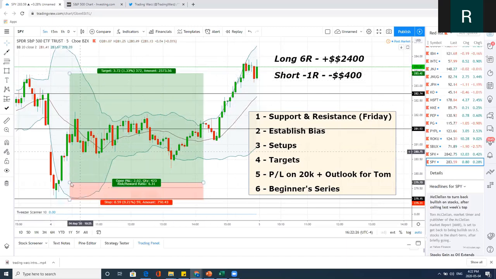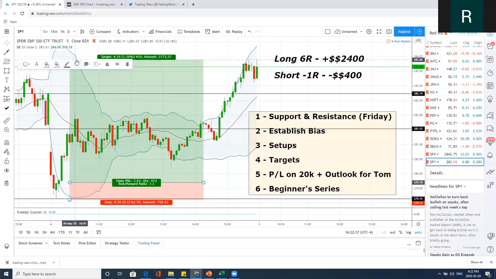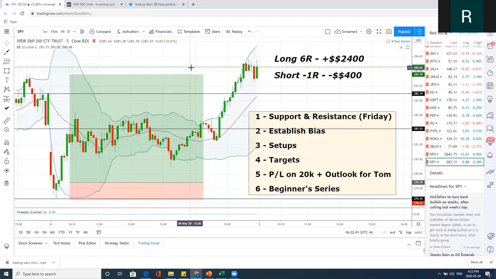And you could have done that in multiple ways. You could have trailed Fibonacci levels. You could have set your stop to break even. It depends on your system, guys. And at the very high of the day, we could have made 7R. I'm going to be conservative and say the long should have at least gotten 6R today.